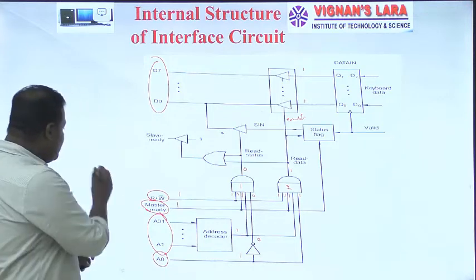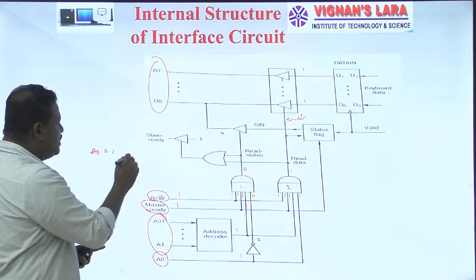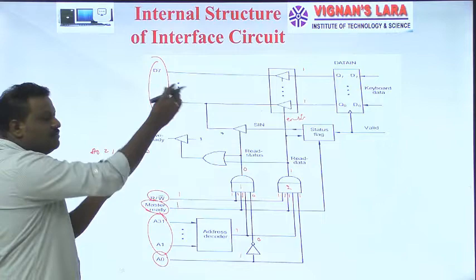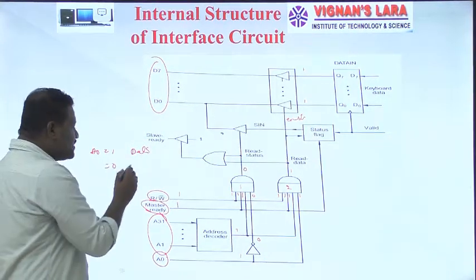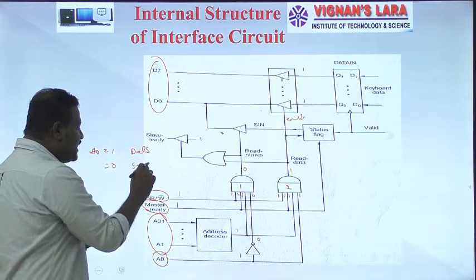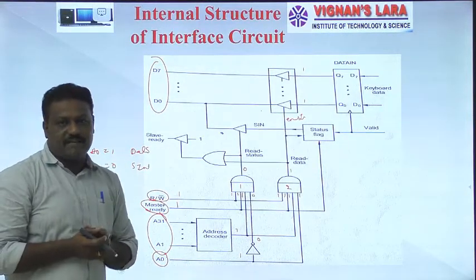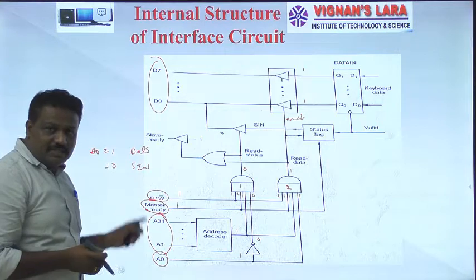I already told you that A0 is equal to 1, so I go on to collect the data from the IO interface. If it is equal to 0, I can go and access the status information, that was SIN, which was present in the status flag. So I change only this A0.